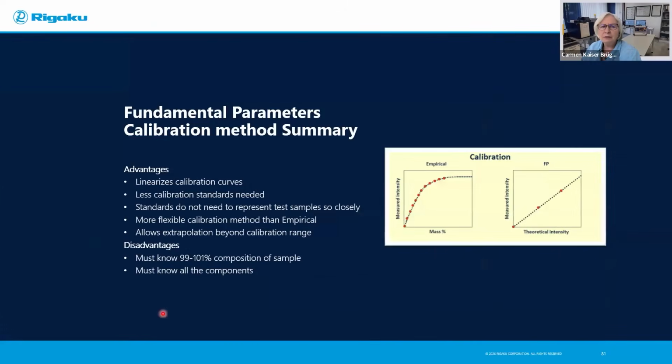So in conclusion, there are a lot of advantages to the FP method for the calibration, but there are some disadvantages in that we have to know all the elements that are present. So we need to know at least 100% composition in order to make these methods. Of course, if you need some more information about this, please contact us.